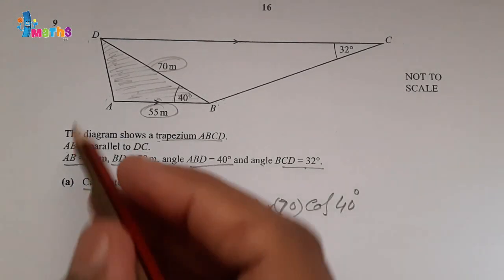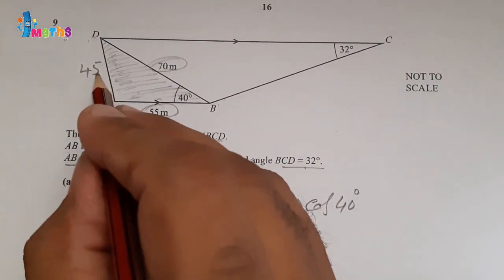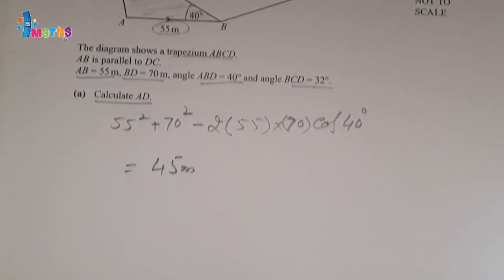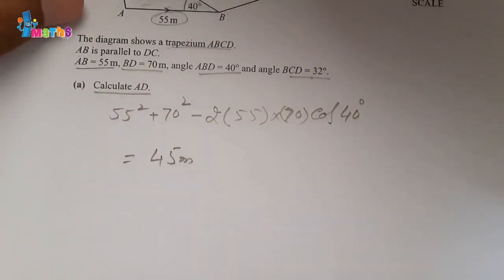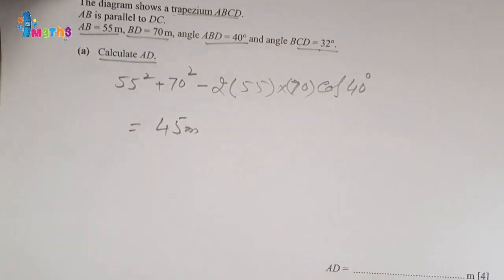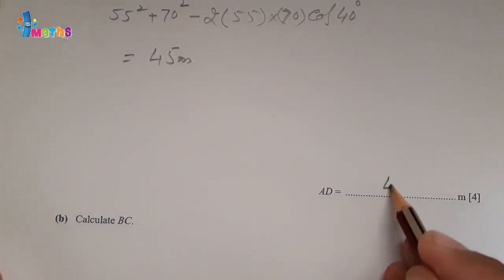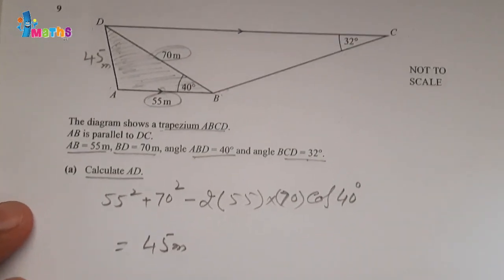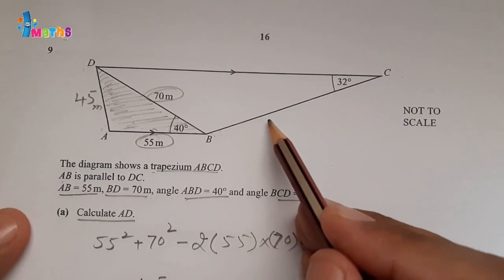So this side is 45 meters. So we write 45 meters in the space provided. We can write the answer as 45. So we'll write 45 over here. Then for part B, we'll have to calculate BC. If we see, BC is this side, so we'll have to calculate this side.